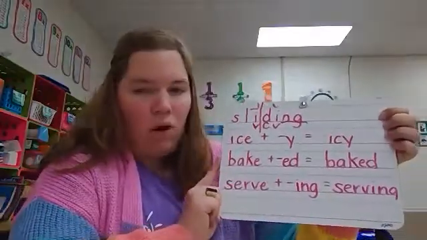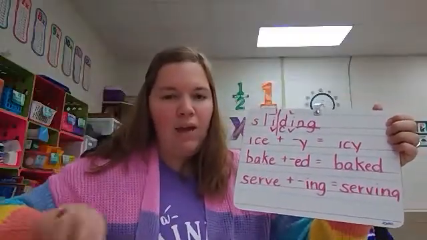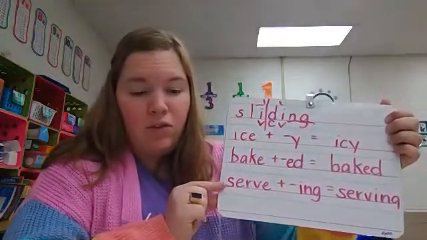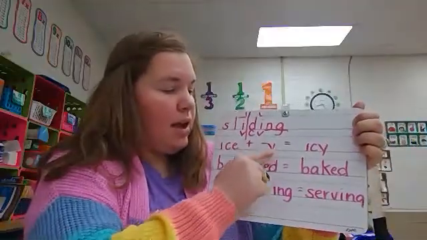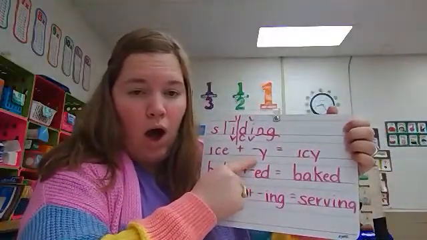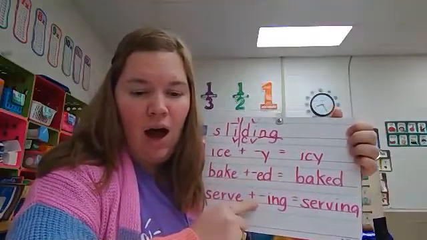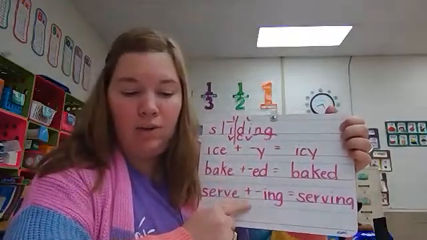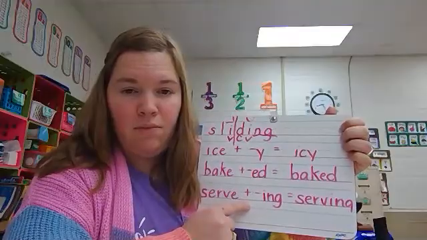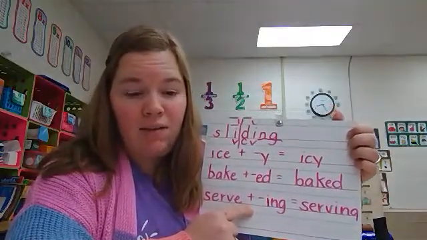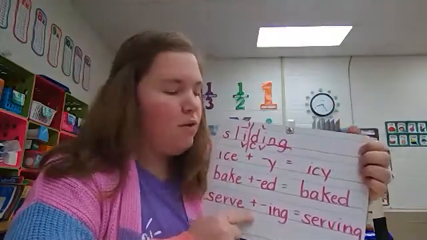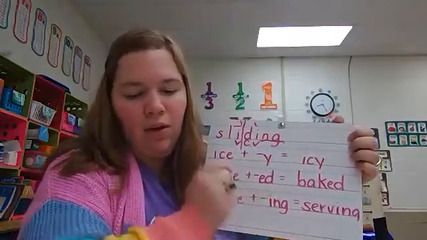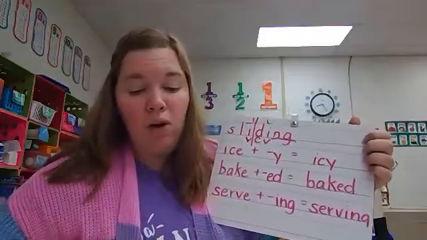Okay, so I have some more words written on my board. I have some root words: ice, bake, serve. Okay, and I have some suffixes: y, ed, ing. Are these vowel suffixes or consonant suffixes? They are vowel suffixes because they start with vowels. Remember, sometimes Y makes a vowel sound. So Y, E, and I. These are vowel suffixes.